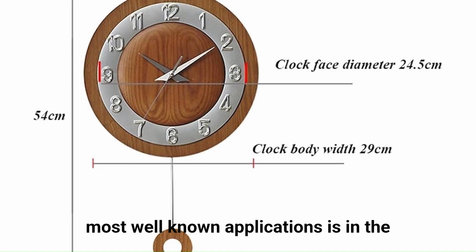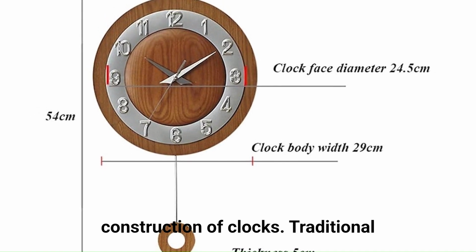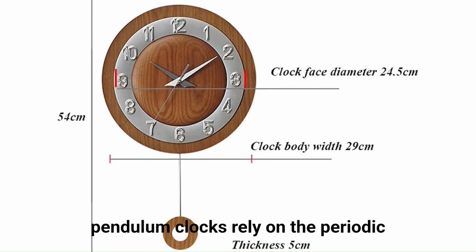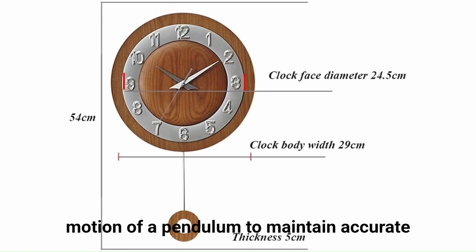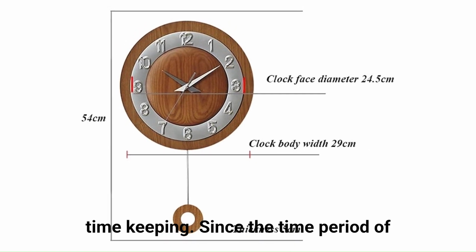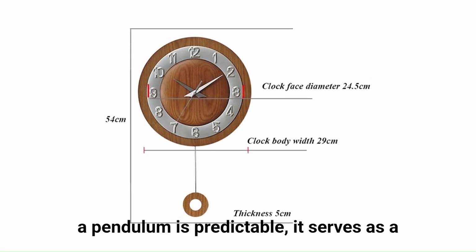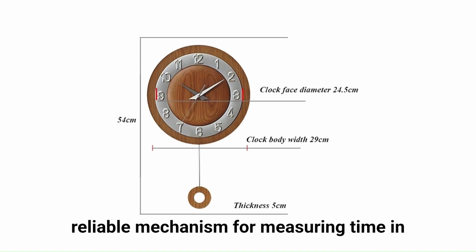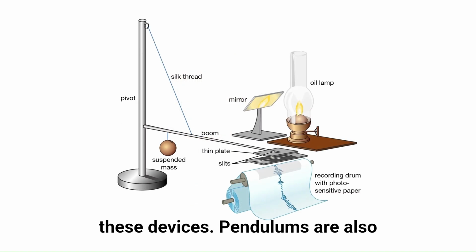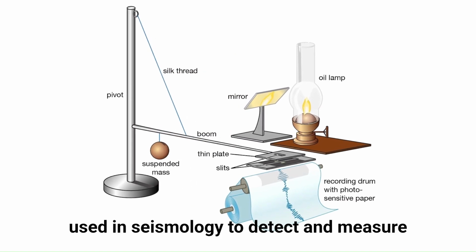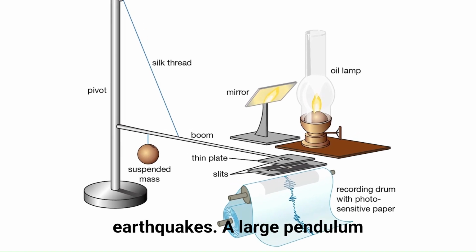One of the most well-known applications is in the construction of clocks. Traditional pendulum clocks rely on the periodic motion of a pendulum to maintain accurate timekeeping. Since the time period of a pendulum is predictable, it serves as a reliable mechanism for measuring time in these devices. Pendulums are also used in seismology to detect and measure earthquakes.